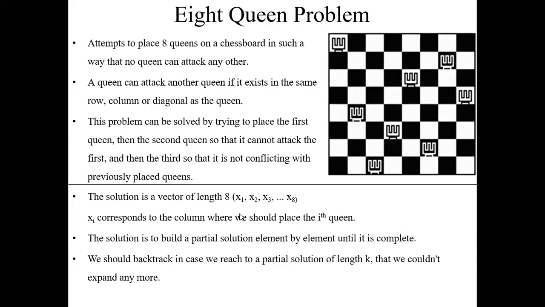The solution is a vector of length 8, wherein I need to know that x1 अगर represent कर रहा है first queen को, the first queen की position क्या है, which column it is lying. So that is why it is a tuple of 8 values. We build this solution partially element by element, and ऐसा possible है कि एक element को place करने के लिए there are no possibilities left. At that point, I'll have to backtrack and change the positioning of the previous queen.